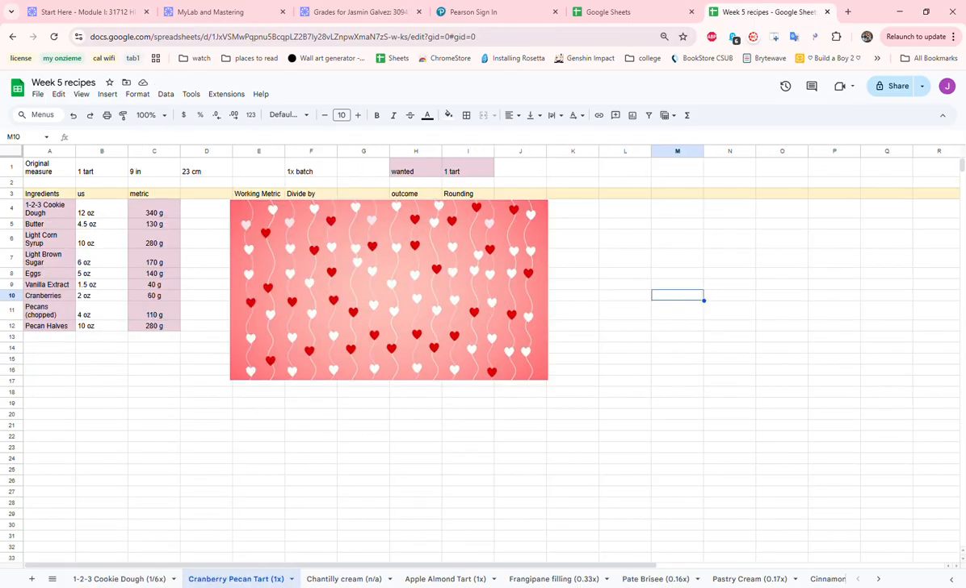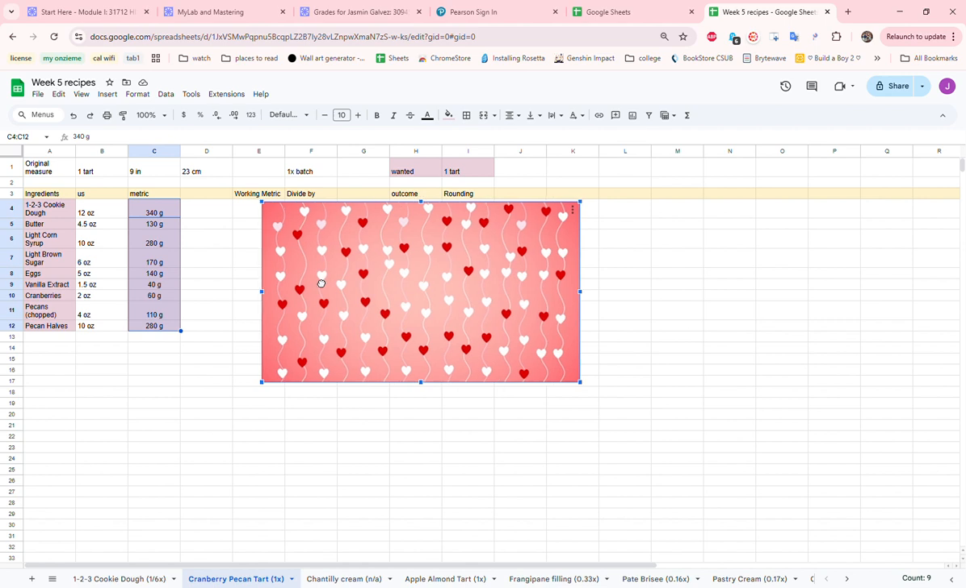Cranberry pecan tart. We're going to start with the same original measurements, which is 1 tart, and then how big the tart is going to be. 1 batch. The wanted batch is going to be 1 tart, so same as the original recipe. Here we have the ingredients, the US measurements, and the grams, which were all given to us in the packet. For the grams, making sure that there are no milliliters or kilograms or anything like that.